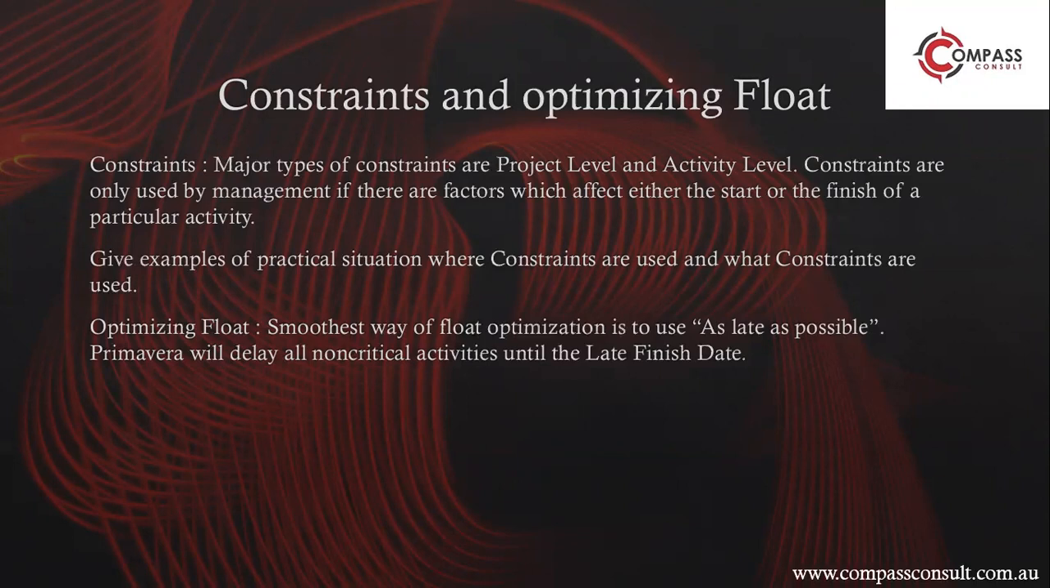You need to apply constraints wherever it is required. If you get negative float, there are two ways to get rid of it. One is to check the logic of the activities between the start and the finish constraint, and the other one is to reduce the duration. So basically that's how you can do it.